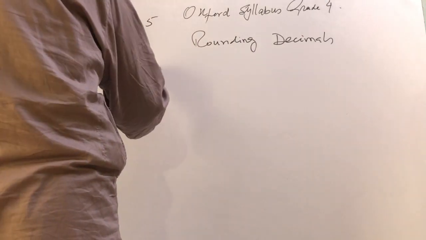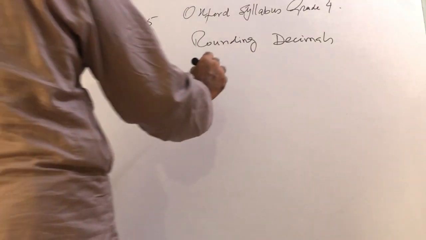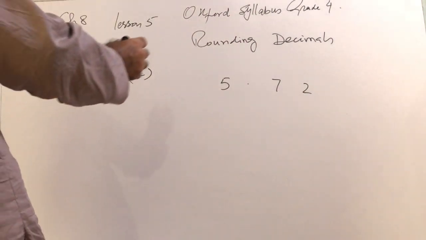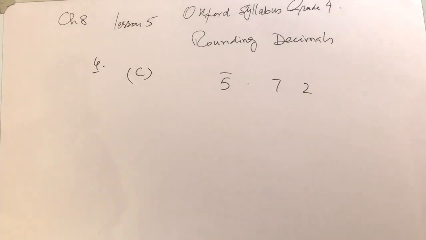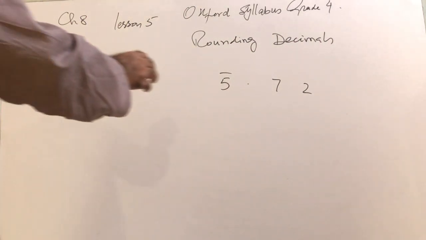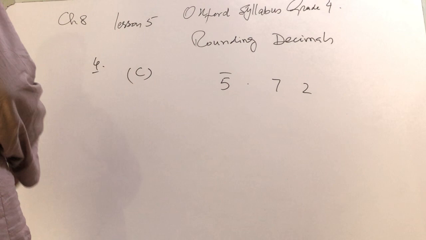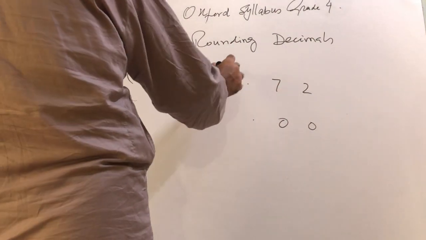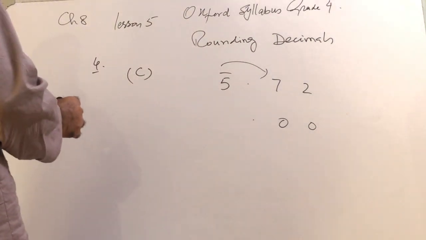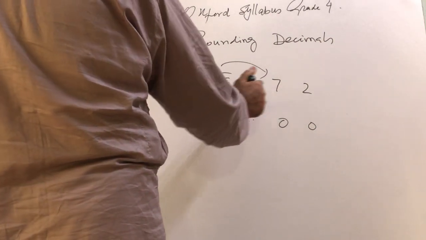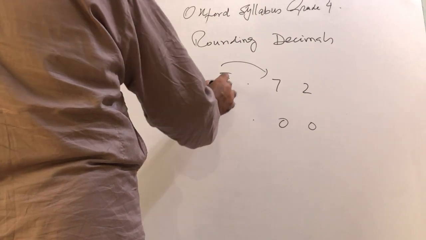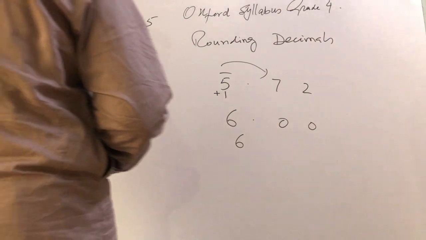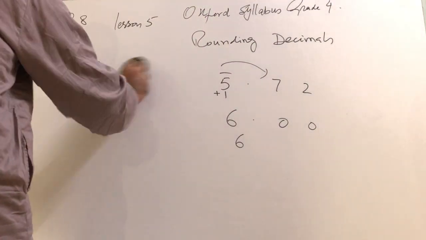Part C says 5.72. Here again we need to decide whether it is 5 or 6, because we need only the whole number. We don't need the point and the digits after it, so these will automatically be 0. We will look at the immediate neighbor on the right side. This is 7, which is greater than 5. Then we need to add 1 here. It becomes 5 plus 1, 6. 6.00 is 6. So it is basically 6 in terms of whole numbers.